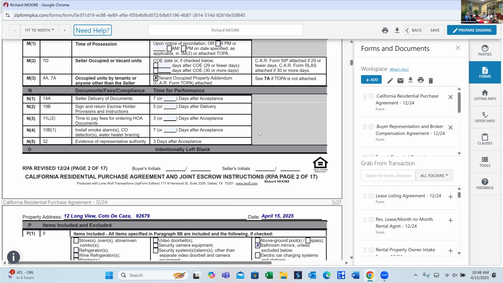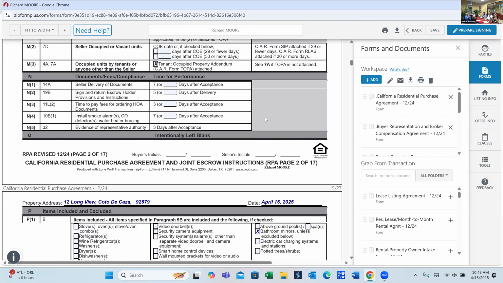And then install smoke detectors, smoke alarms. Let me try that again. Carbon monoxide detectors, water heater bracing. Well, it's supposed to be done within 7 days of acceptance. So why is that important? If there's a loan and the appraiser comes out before those items are installed or corrected, and they have to come out for reinspection, the contract states the seller's gonna have to pay for the cost of the reinspection.